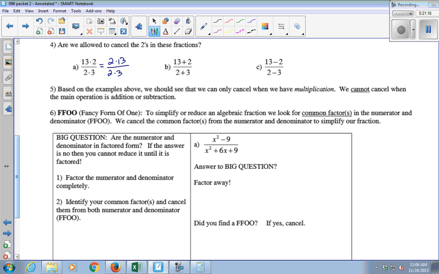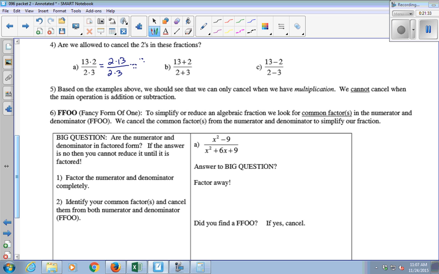Changing the order of multiplication? No, like canceling. No, because multiplication and division happen in the same step. So right now I'm just changing the order on the top and the order on the bottom, right?